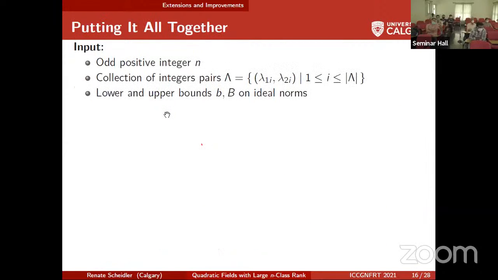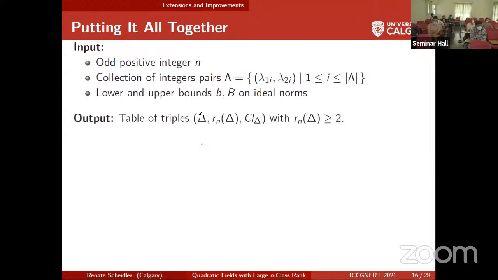Okay, so if you put this all together, you get the following algorithm. You input a positive integer n, and you want imaginary quadratic fields of large n rank. You also input a collection of these lambda pairs. You just pick them. I'll say in a minute how we pick those. And then you input lower and upper bounds on your ideal norms. And then you basically search.